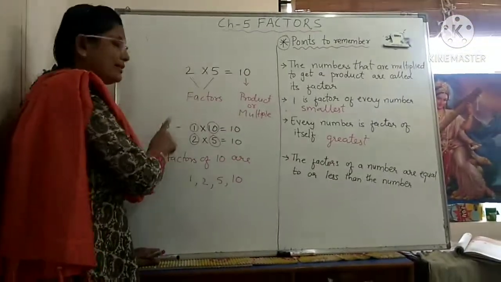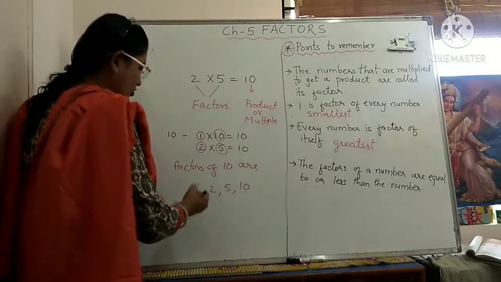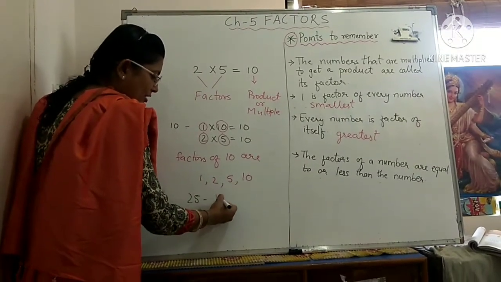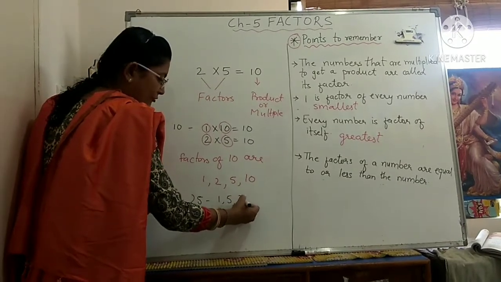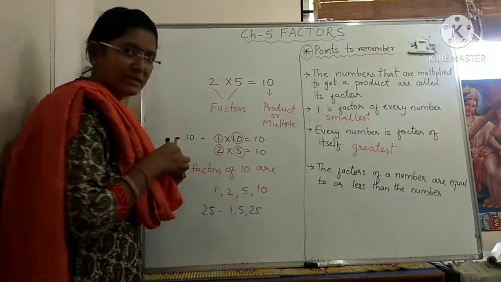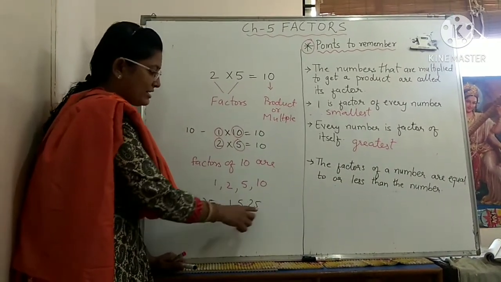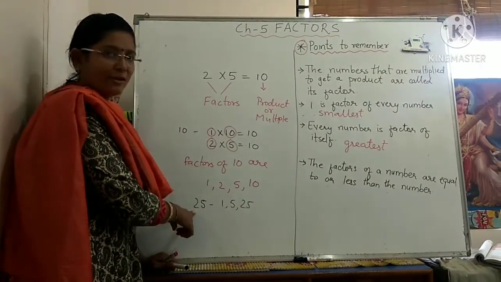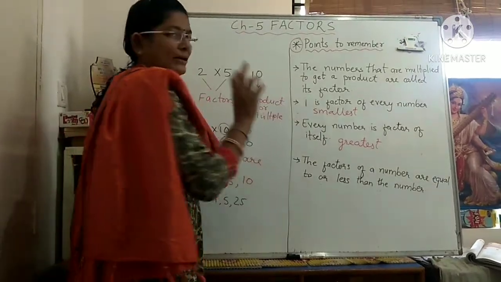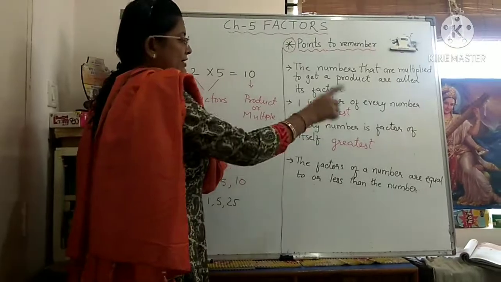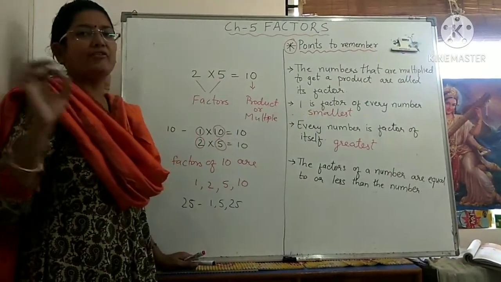If I am asking you to write the factors of 25, then what will come? See here. Directly, I can write the answer: 1, 5 and 25. Okay, I know the factors, so I am writing directly. But see here also, 1 is the smallest factor and the greatest factor is the number itself, right? So to explain this, 1 is the smallest factor, and every number is the greatest factor of itself, right?